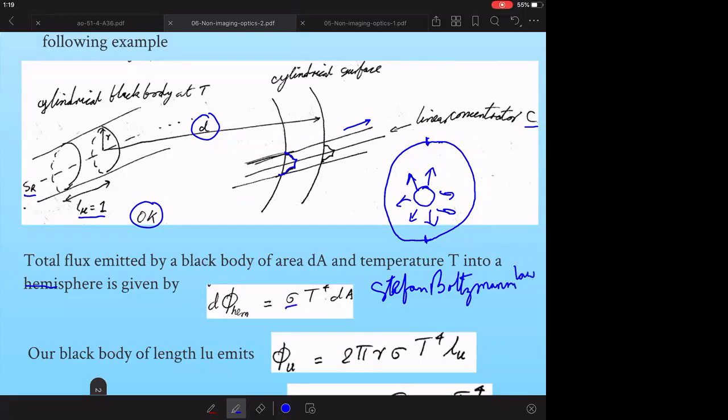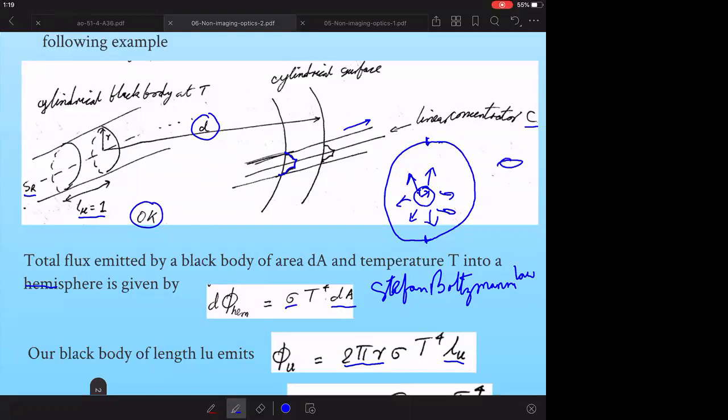where sigma is the Stefan Boltzmann constant and T is the temperature in Kelvin. And dA is the area of this emitter on the left-hand side. Now, a black body of length Lu emits flux given by the area of this, which is 2 pi r times Lu. That is the area of the cylinder. So this is the radius r, and Lu is the length of the cylinder.